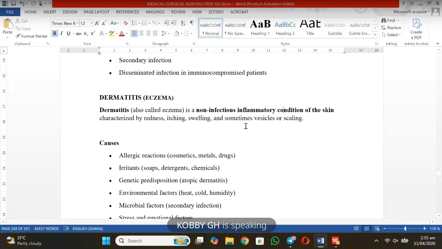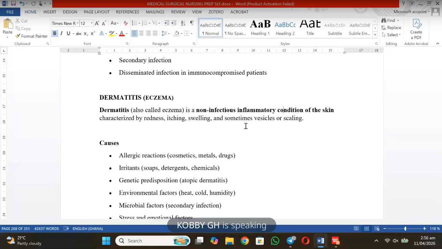You see all the skin conditions, the integumentary system conditions we've been looking at from the top, from furuncle, carbuncle, cellulitis. We also looked at the herpes zoster, the herpes simplex, the folliculitis. You see, all of them are infectious and inflammatory in nature. Now, this one is a non-infectious inflammatory condition of the skin. There is no organism behind the occurrence of dermatitis. That is one way you'll be able to differentiate dermatitis from the other conditions.